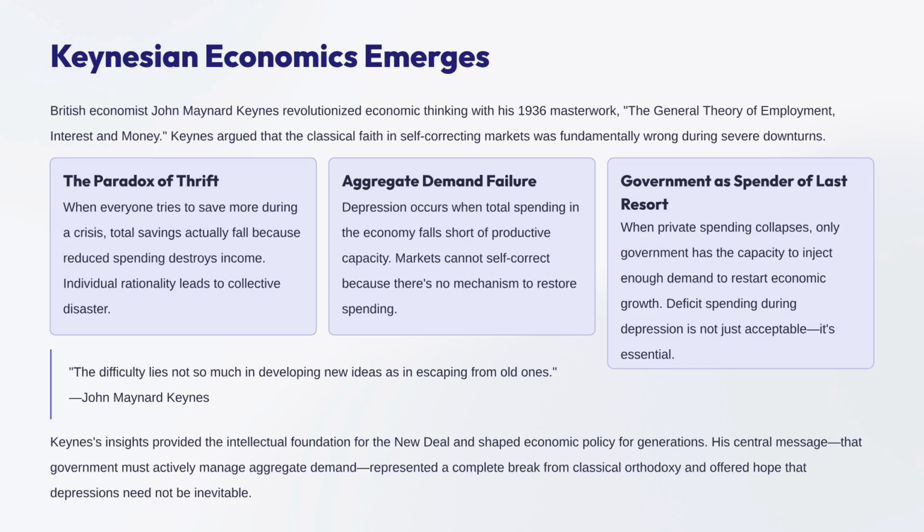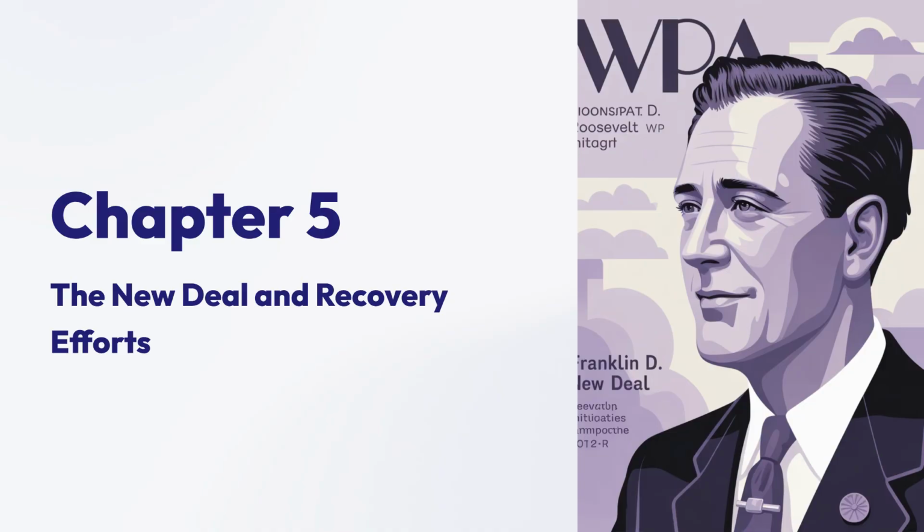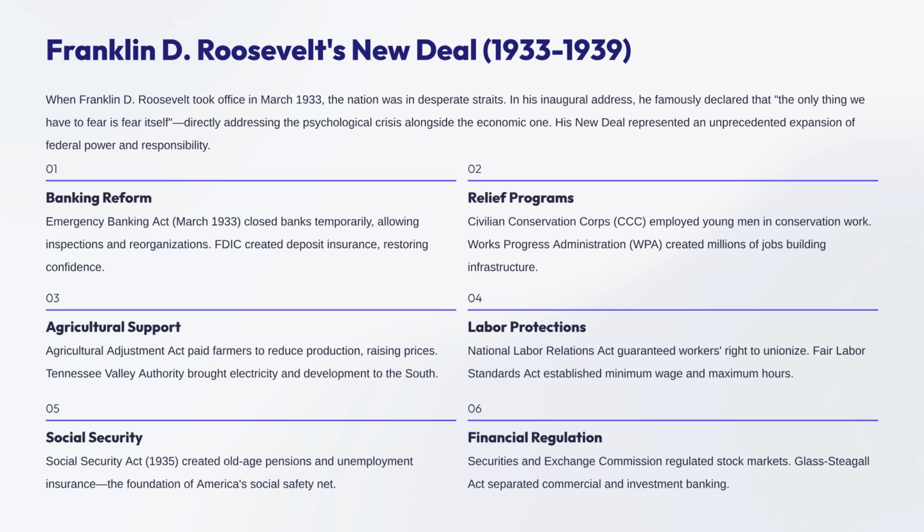John Maynard Keynes argued that government must act as the, quote, spender of last resort to inject demand and restart growth when private spending collapses. This provided the intellectual foundation for new policies. Chapter 5 discusses the New Deal and recovery efforts, instituted by President Franklin D. Roosevelt. Roosevelt's New Deal brought an unprecedented expansion of federal power.